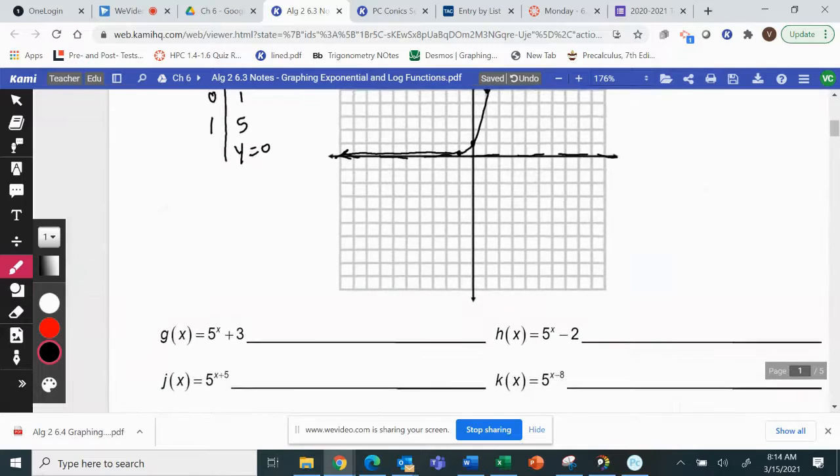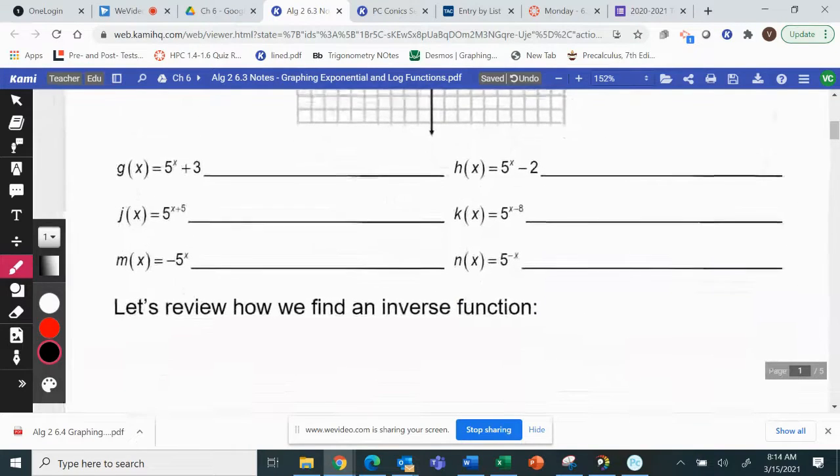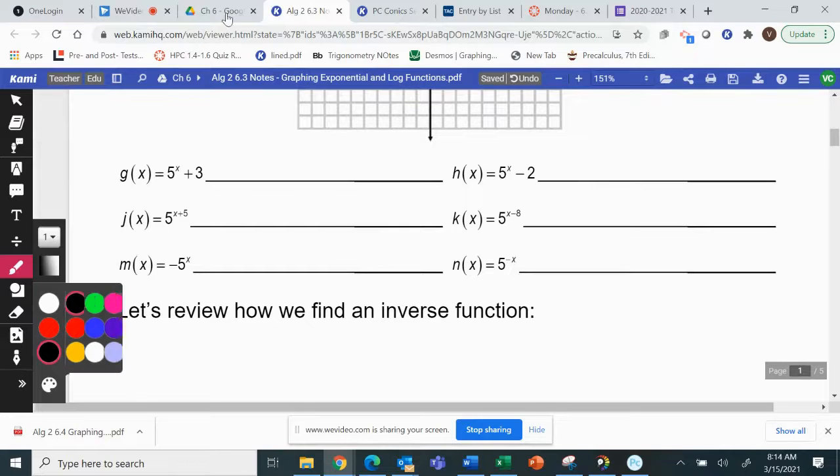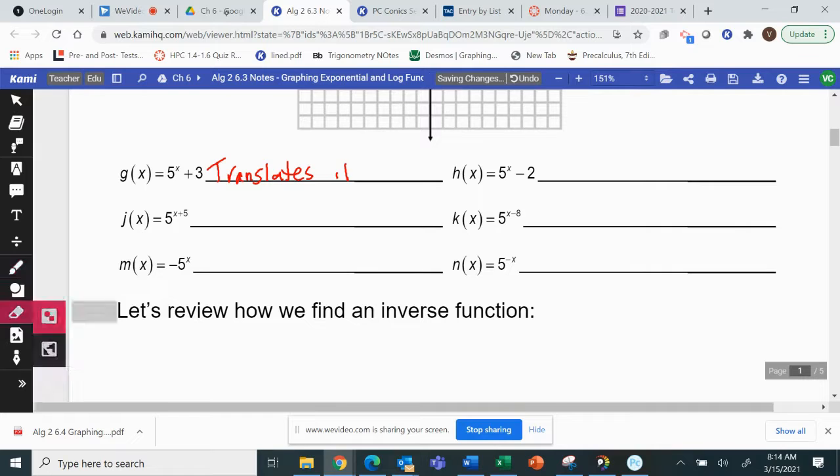And then down here, we have transformations, which we've already done as well. So this is all review. For the first one, if we have 5 to the x plus 3, Sierra, can you tell me what that plus 3 does? Perfect. It translates up 3 units.